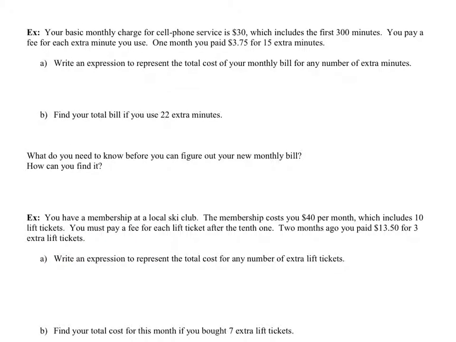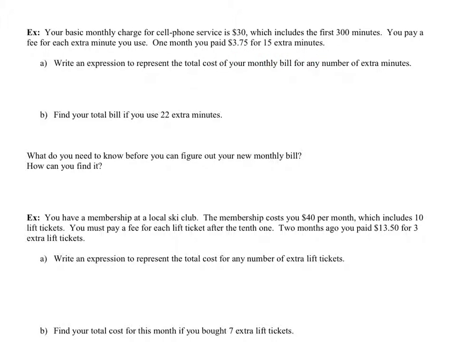In this first example, it says that your basic monthly charge for cell phone service is $30, which includes the first 300 minutes. So whether you use 0 minutes, 100 minutes, 200 minutes, or 300 minutes, you're going to pay $30 no matter what. After that, you pay a fee for each extra minute you use. And one month, you paid $3.75 for 15 extra minutes.